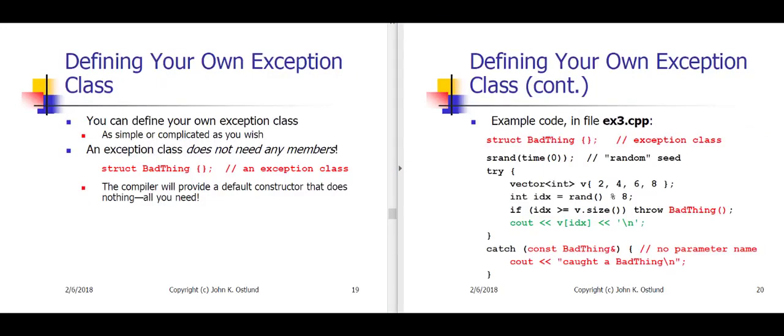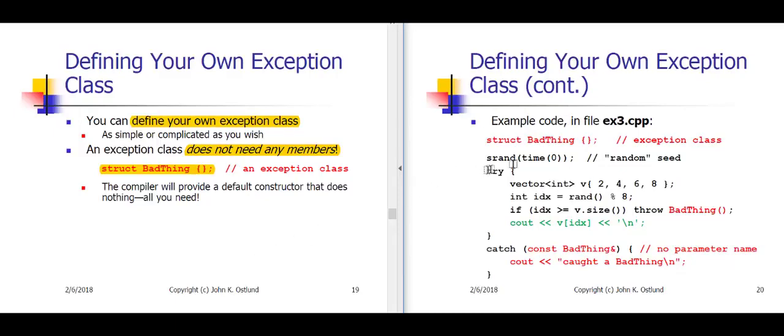Now, because an exception is simply an object of some type, it's very easy to define your own exception class or classes if you wish. In fact, an exception class does not even have to have any members within it. Here we have an exception class. The name of this class is bad thing. It has no members. The compiler will automatically give you a default constructor for this thing that does nothing.